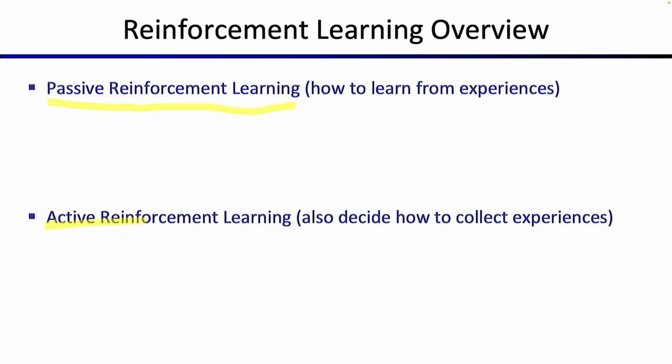Then we also talked about active reinforcement learning, which needed to do this type of improvement that passive reinforcement learning did. But it also had this additional opportunity and burden of deciding how to act to actually collect more experience.